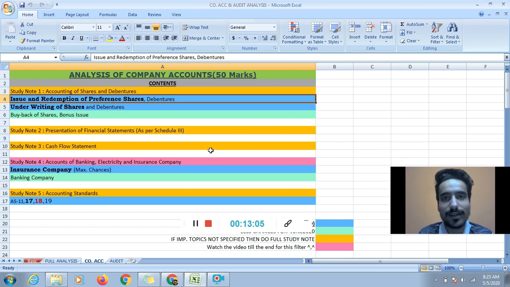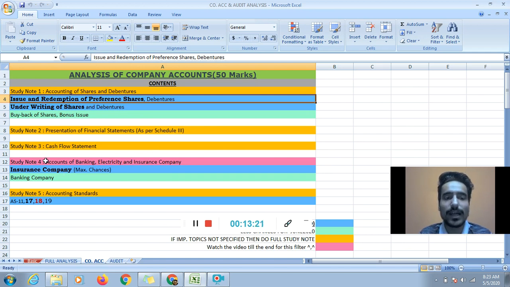Underwriting, I got a question for underwriting, but I was expecting buyback of shares. तो अंडर राइटिंग का क्वेश्चन आया, थोड़ा वहाँ पर जितना हो पाया उतना कर दिया, पूरा करेक्ट नहीं था, आई नो, ठीक है। इफ आई कम टू प्रेजेंटेशन ऑफ फाइनेंशियल स्टेटमेंट्स, येस आई डिड इट. इफ आई कम टू कैश फ्लो स्टेटमेंट, येस आई डिड इट.